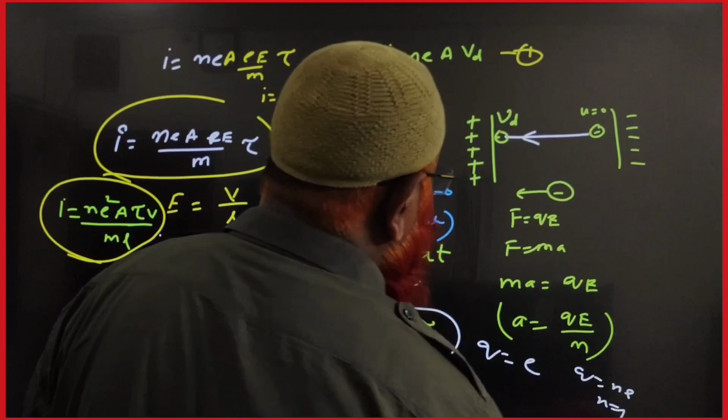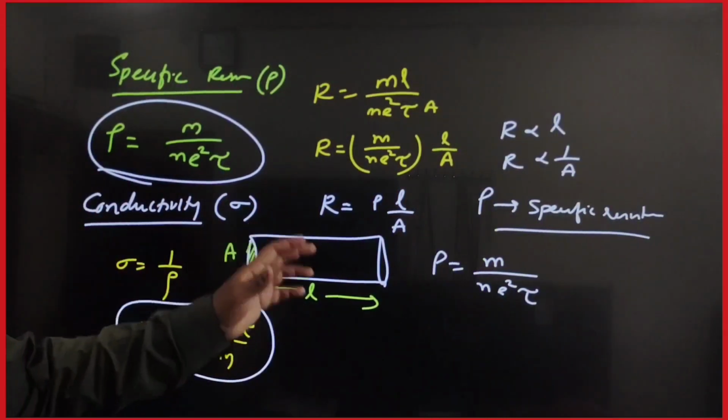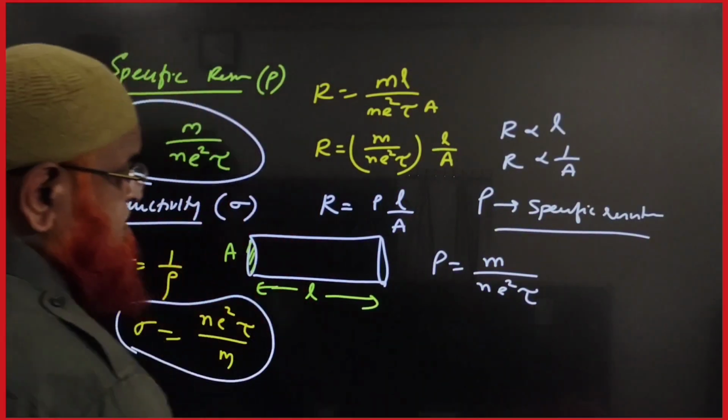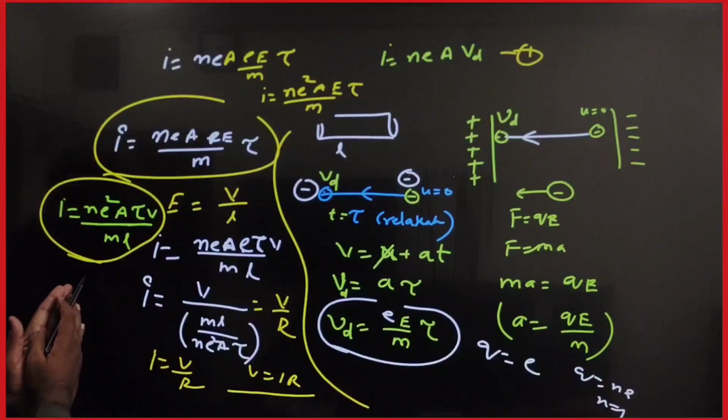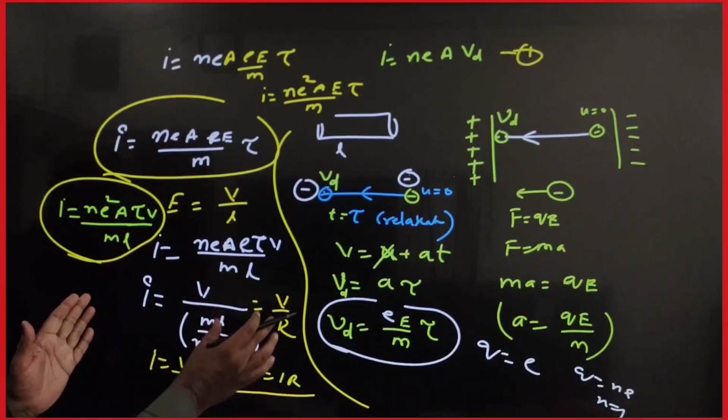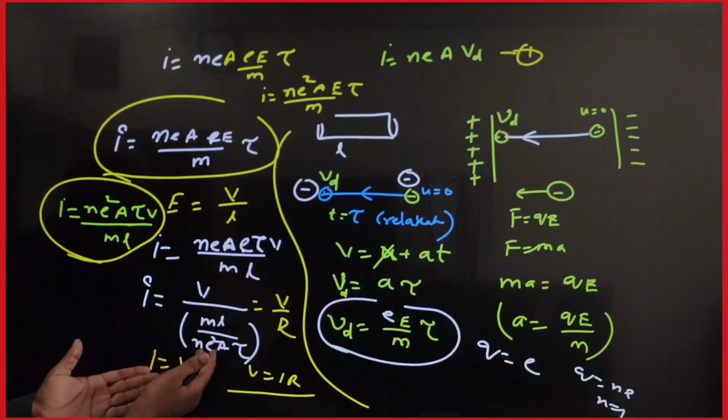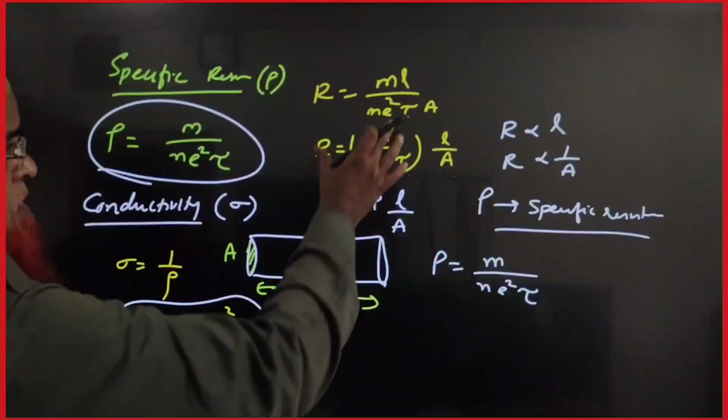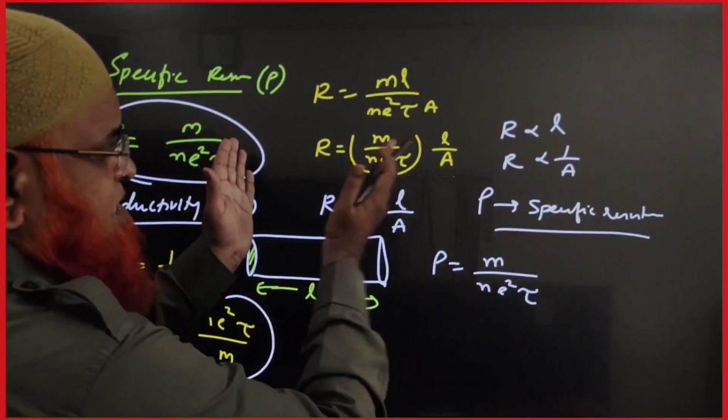Next, after current, we got another formula. From the current we have taken resistance. According to Ohm's law, V = IR, so I = V/R. So we got R = mL / (ne²Aτ). This we got. Again we have taken some parts separately.